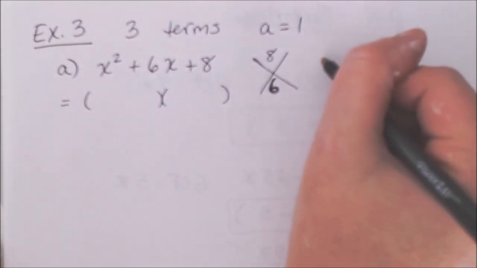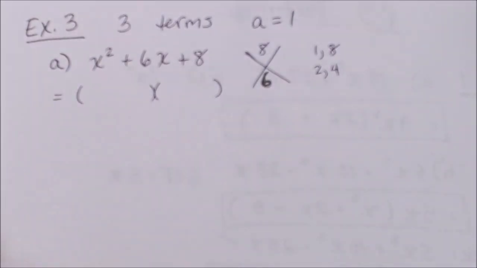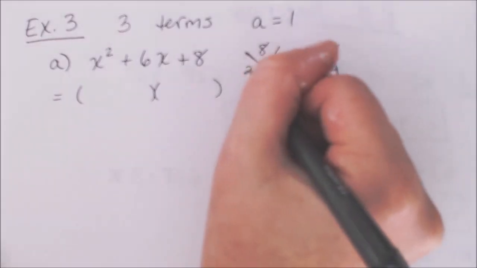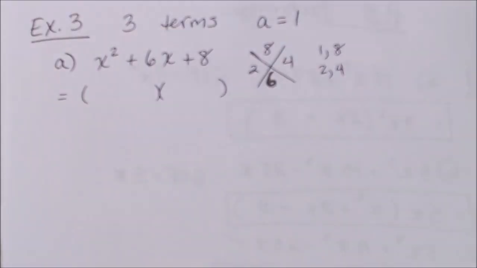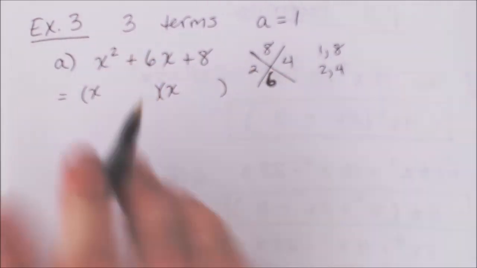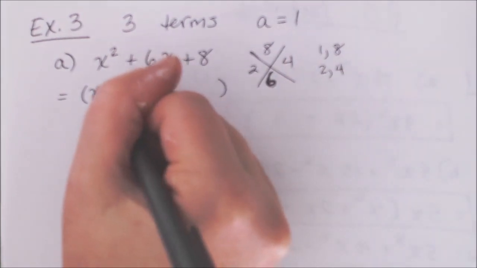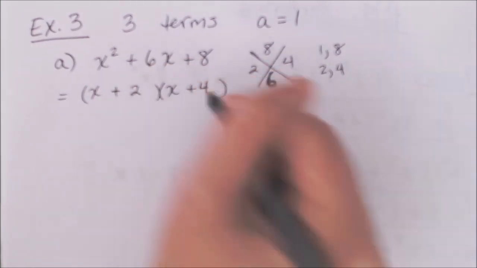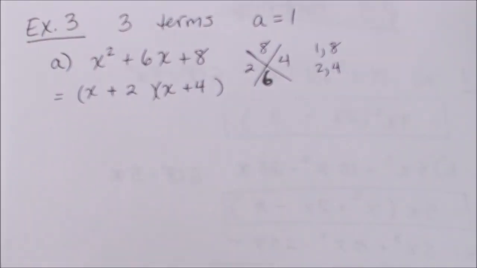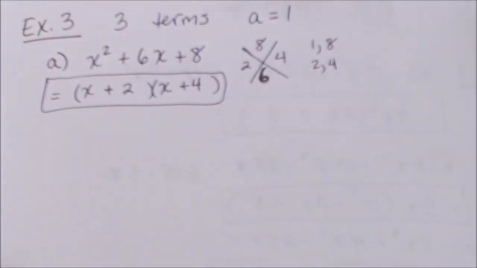We could make a list. We could say 1 and 8, 2 and 4, and hopefully you see this is pretty straightforward. We're just going to have 2 and 4 because 2 times 4 is 8, 2 plus 4 is 6. So we go back to my parentheses. We know the first terms are going to be x and x because x times x gives us x squared, and we need 2 and 4. So we're going to have plus 2 plus 4. Everything's positive. The 6 is positive. The 8's positive. Everything's positive. So that's going to be the breakdown for that trinomial.